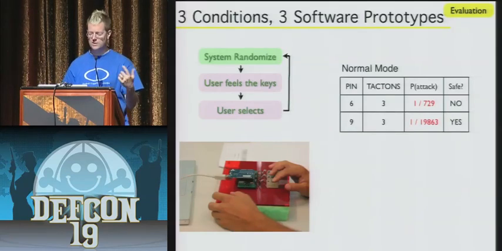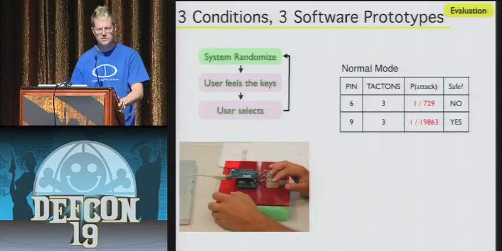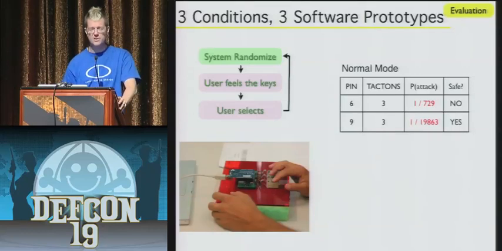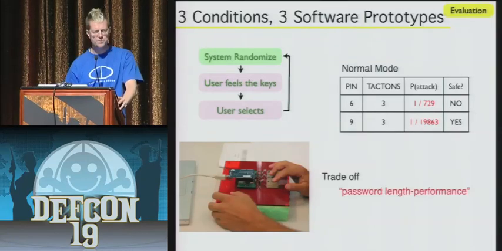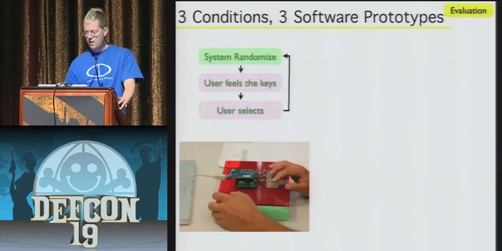It's worth noting that 729 is not considered secure by the standards of the 4-digit pin, but it's not that much fewer than a simplex lock, which has been used all over the place. So a trade-off between password length and performance.